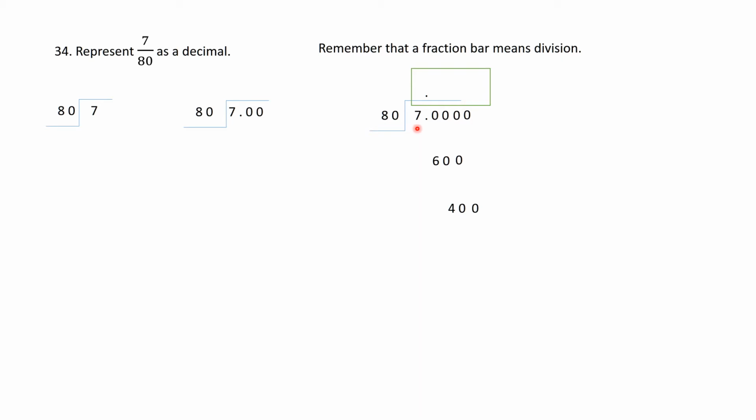So, how many times will 80 go into 70? Nada. How about 700? It'll go in there 8 times. So 8 times 80 is 640. When I subtract, I get 600. How many times will 80 go into 600? How about 7? 7 times 80 is 560. Subtract, now you see where these numbers fit in. And how many times will 80 go into 400? 5 times with no remainder. So that is our decimal equivalent.